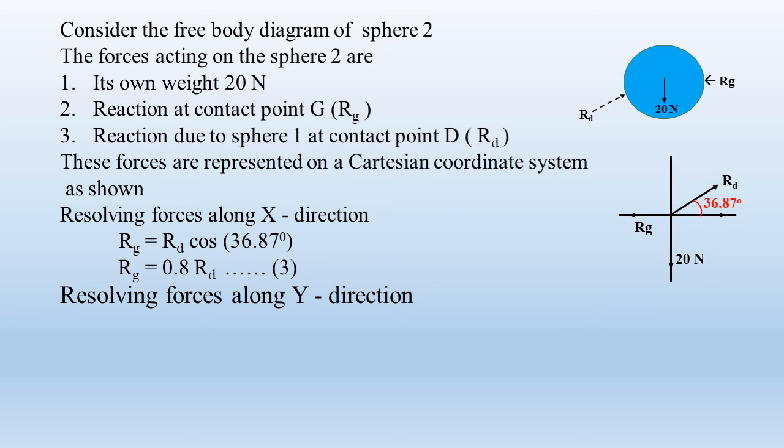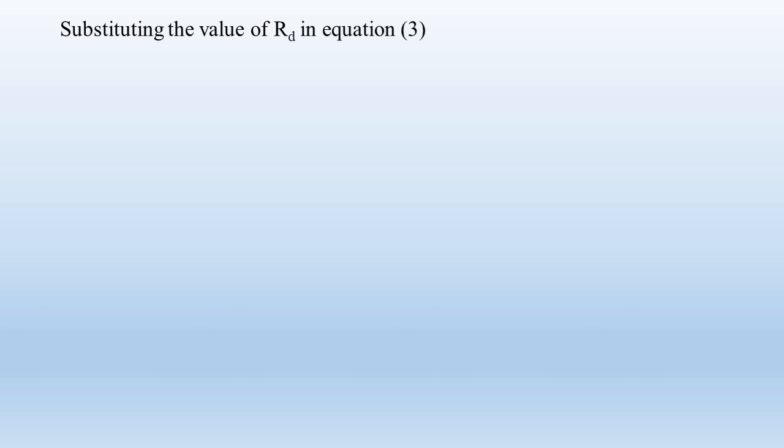Resolving forces along y direction, RD sin 36.87 degrees equals 20. The value of RD is 33.33 newtons. Substituting the value of RD in equation 3, RG equals 0.8 into RD, RG equals 0.8 into 33.33, that is equal to 26.67 newtons.